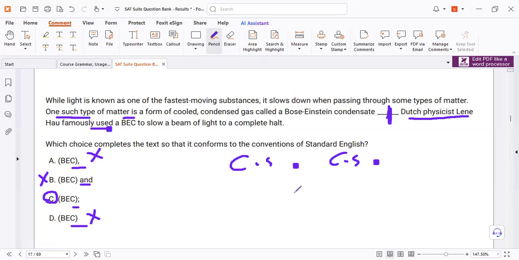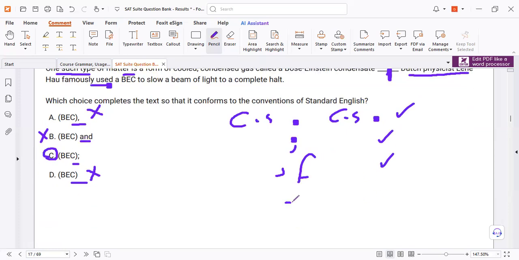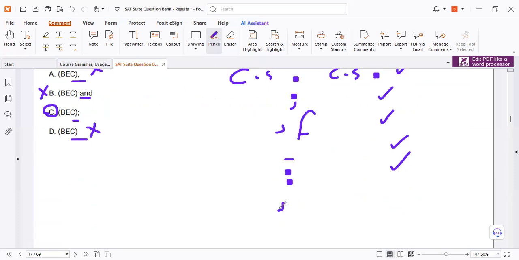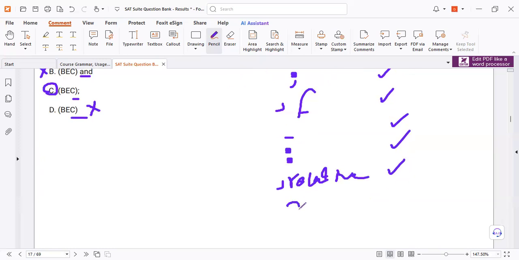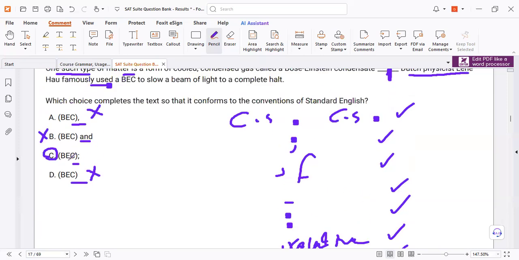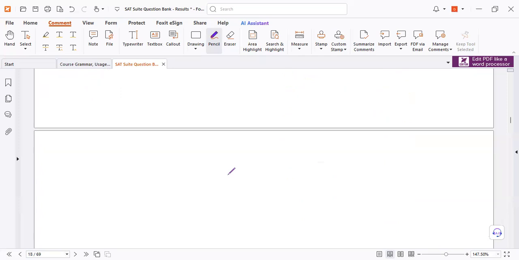Between them, you can use a full stop, correct. A semicolon, correct. A comma plus FANBOYS, correct. A single dash, correct. A colon, correct. A comma plus relative pronoun, correct. All of these could be correct. A subordinating conjunction, correct. But you must check which one. So semicolon, correct. No D. That's why. What is next?